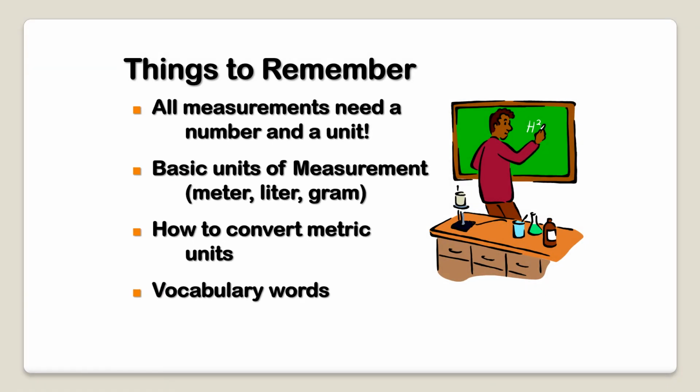So things to remember: all measurements need a number and a unit. The basic units of measurement are meters, liters, and grams, and how to convert those metric units is simply moving your decimal point.